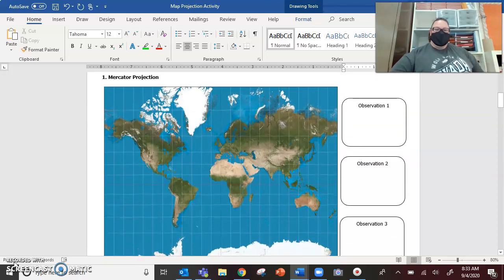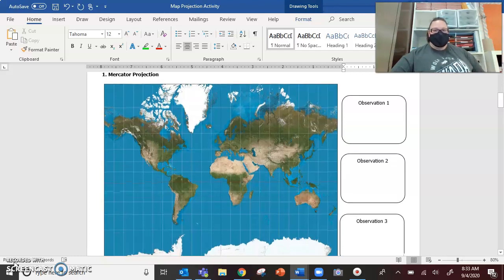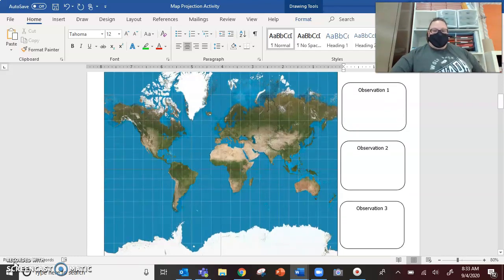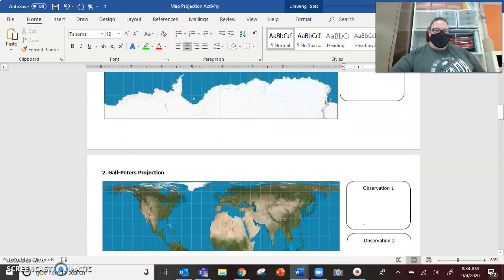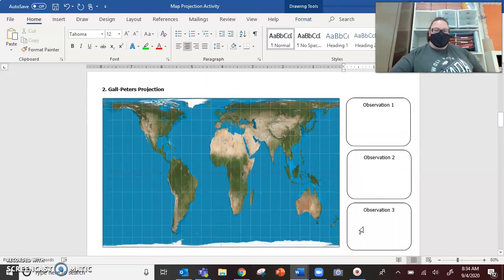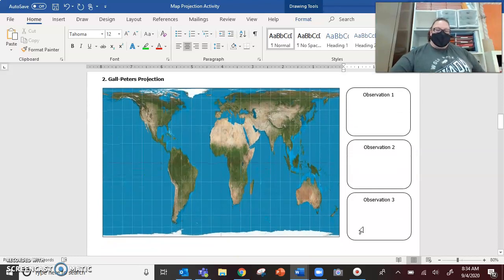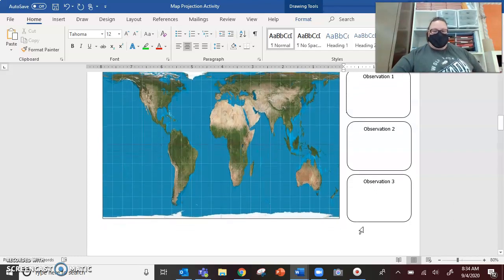So the next one is the Mercator projection. Like we watched in the video on Wednesday, this is the one that you're probably the most comfortable with. You're going to make 1, 2, 3 observations. Your observations could be something about where the continents are, or the shape or size of the continents. And then the Gall-Peters projection. You could talk about the latitude and longitude lines, that's something you notice. You could talk about, again, the size and shape of the continents.